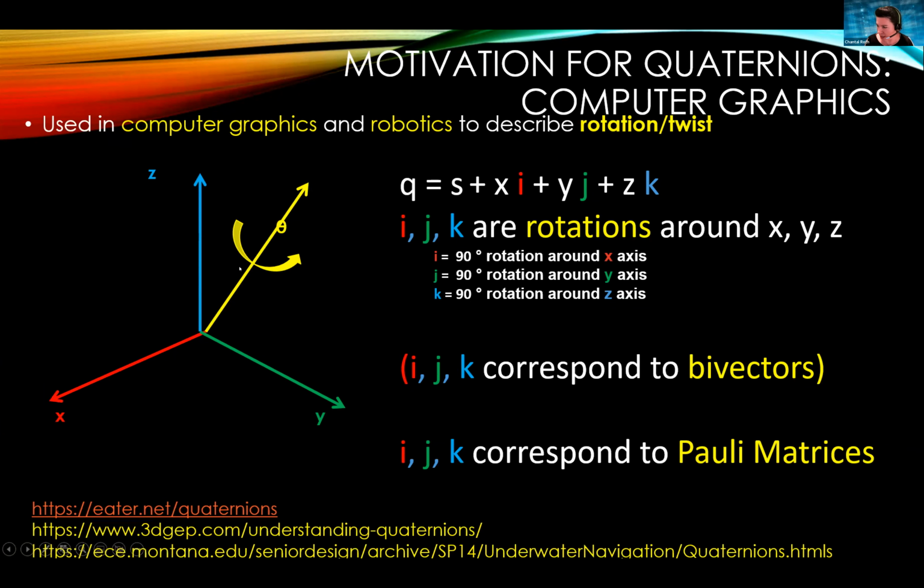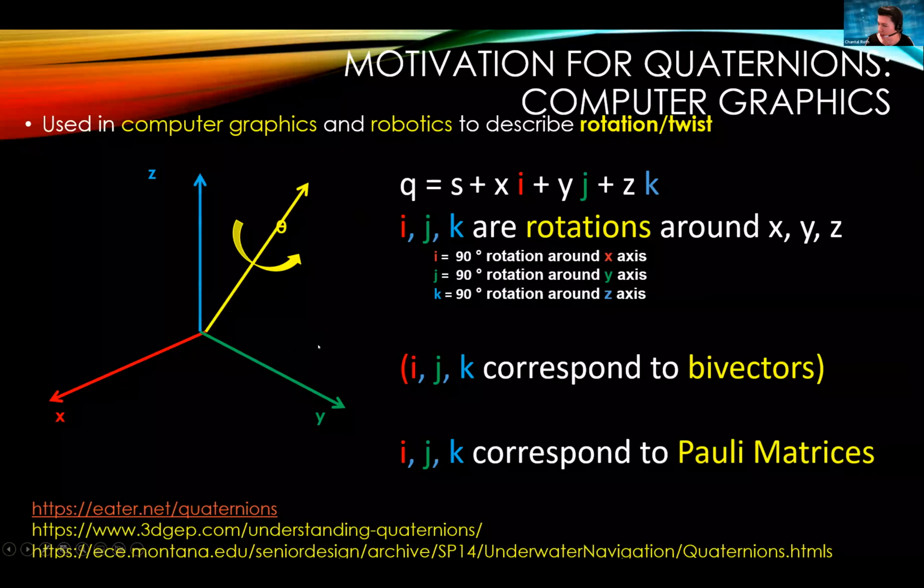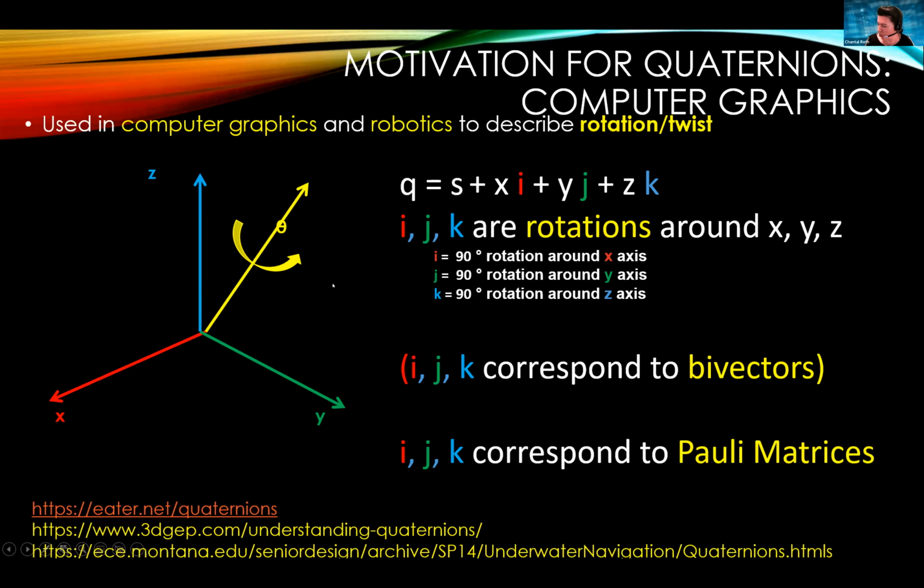And here, the I, J, K are actually rotations around X, Y, and Z. So for instance, the I is a 90-degree rotation around the X-axis, and J around the Y-axis, and so on. Each one of those corresponds to a Pauli matrix, which is very nice, because you can directly map the spin to, in this case, a 3D model, right? And I have a bunch of links also in the end, in case anyone wants more details.